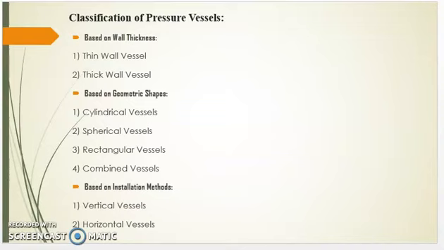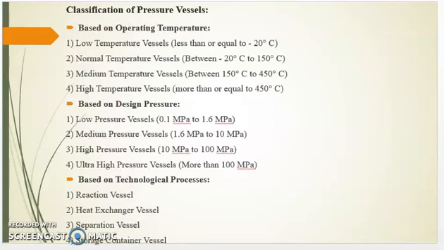Now we will see classification of pressure vessels. Pressure vessels are classified based on 6 criteria. First is based on wall thickness: thin wall vessel, thick wall vessel. Based on geometric shapes: cylindrical vessels, spherical vessels, rectangular vessels, combined vessels. Based on installation methods: vertical vessels, horizontal vessels.